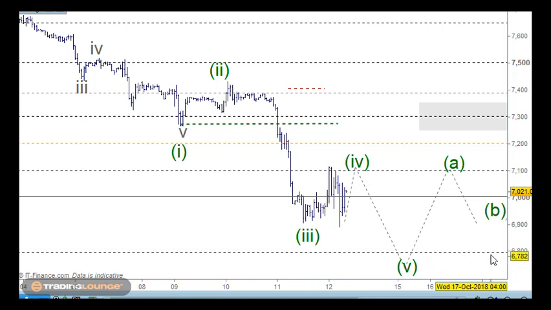But it should push lower down to the 6.8. So if you're short, then 6.8 is the target, and just allow this to be at the moment. It is corrective, so we will see new lows in here.